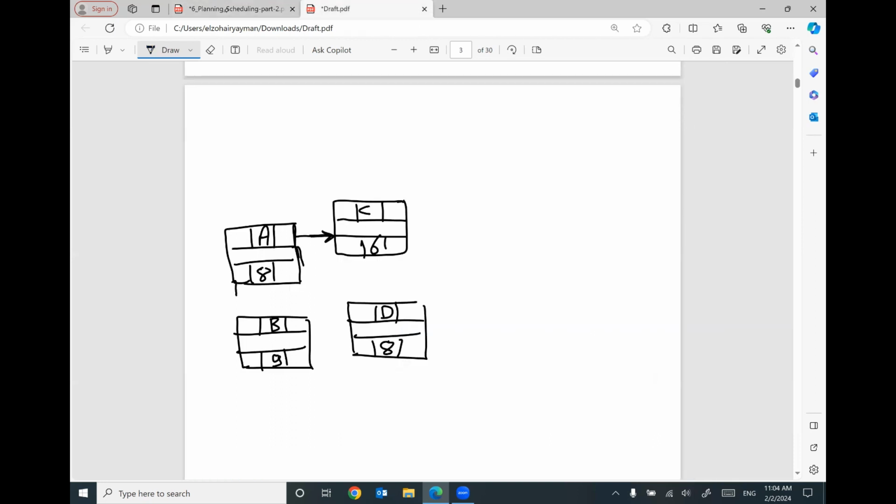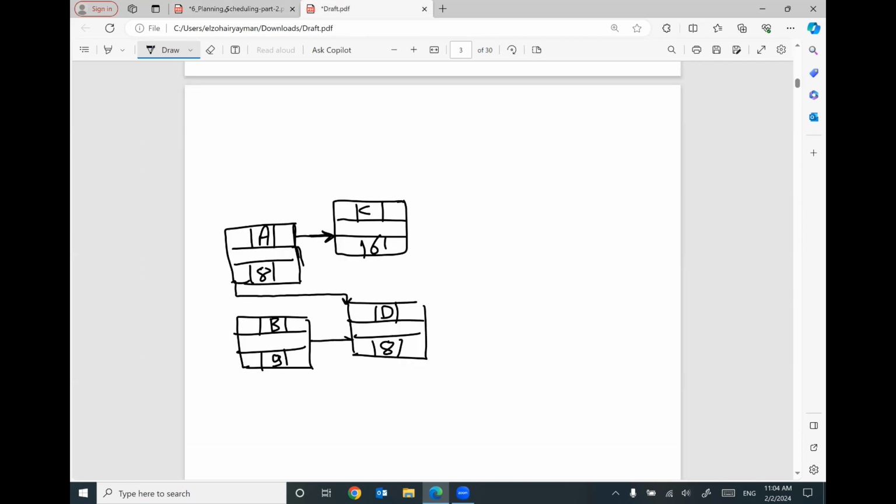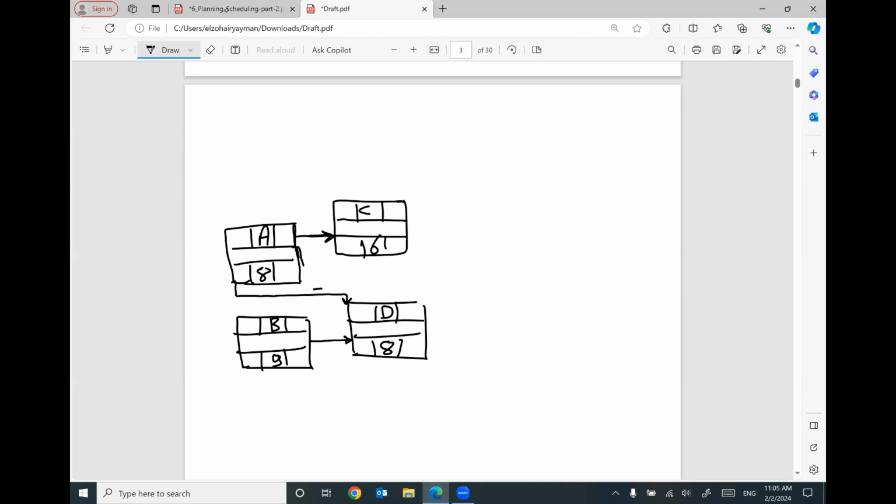Between D and B, it's a finish to start. I have a little mistake here. The relationship between D and A is a start to start with a lag of 5. So I have to put here positive 5. This is for C and D.